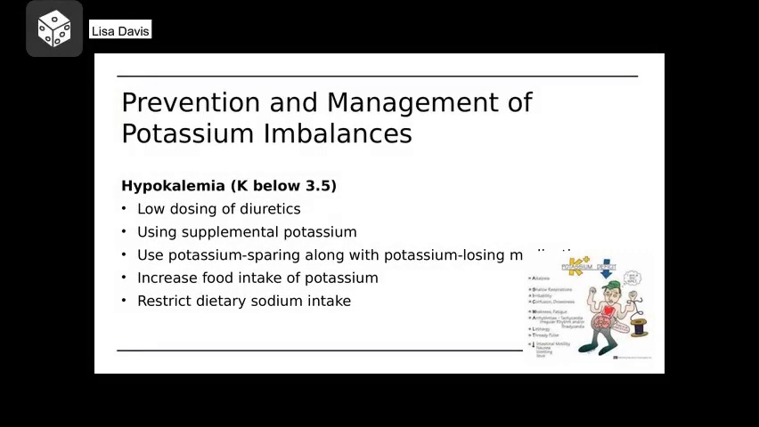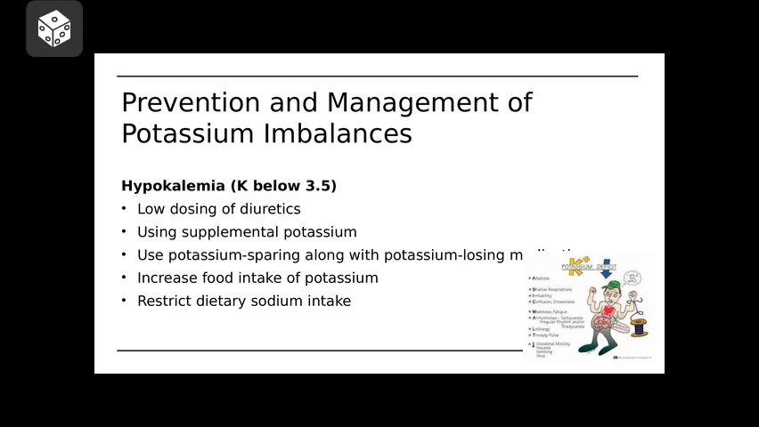So we talked a little bit about potassium. I want to talk a little bit more about potassium. So our loop diuretics and our thiazide-like diuretics are known as potassium wasting diuretics because you're going to urinate out potassium. So hypokalemia can be very dangerous. It can cause some serious cardiac arrhythmias and even death. So we definitely want to avoid that, right?